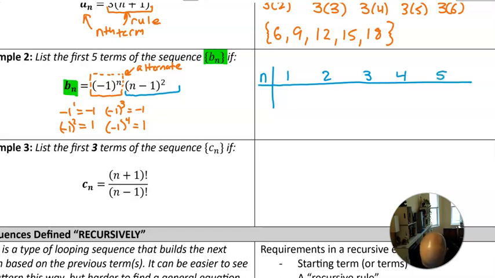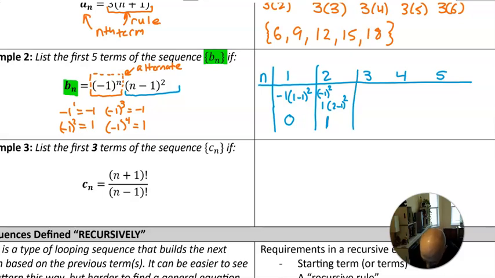And then we'll show the work for the first one. So this is going to be negative 1 to the 1 times 1 minus 1 squared. Oh my gosh, that's just 0. Okay. The next term, it's going to be negative 1 squared, which is just 1, and then times 2 minus 1 squared, which is also just 1. So this is going to be 1.